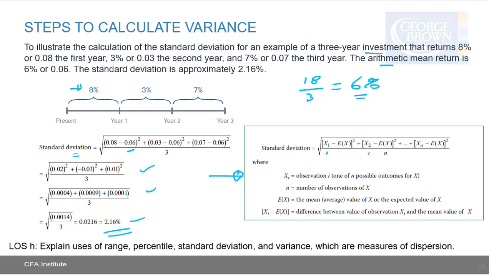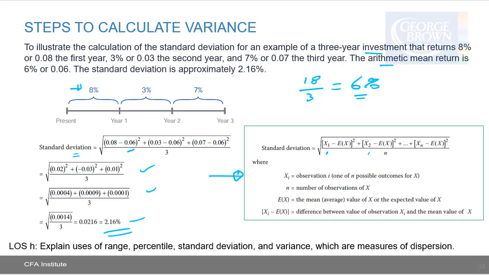The value before the square root is known as the variance, which is another measure of dispersion. The standard deviation is the square root of the variance. The standard deviation and the variance capture the same thing, how far away from the mean the observations are. The advantage of the standard deviation is that it's expressed in the same unit as the mean. So you can see here the standard deviation is 2.16%, okay? The variance is just a number, so it doesn't give us as much insight.